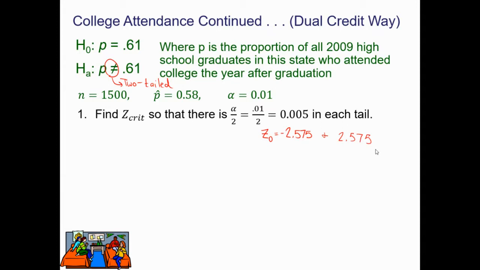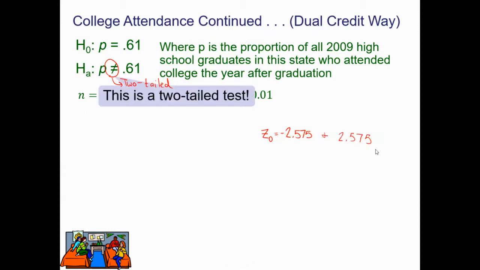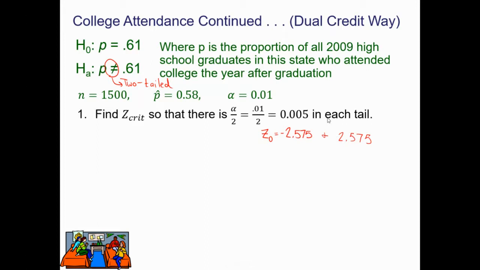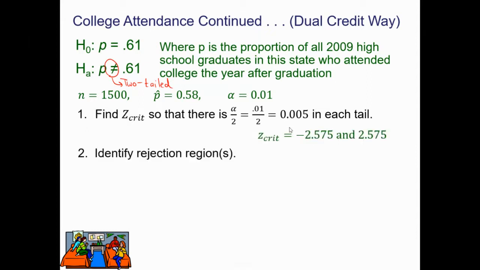Okay, so once we get our Z critical value, erase this. Then we need to identify our rejection region. So let's entertain for a second what this looks like. And you don't have to draw this, you can if you think it would help you. You don't have to though.